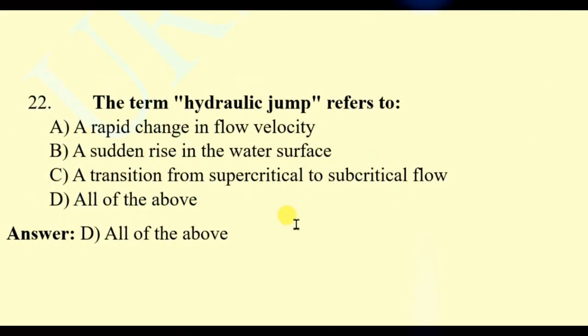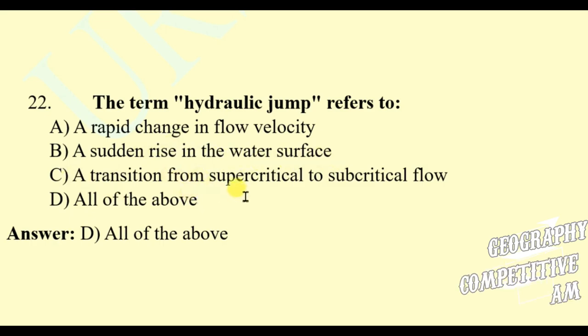Question number 22. The term hydraulic jump refers to: a rapid change in flow velocity, a sudden rise in the water surface, a transition from supercritical to subcritical flow, all of the above. Here the correct answer will be all of the above. Hydraulic jump refers to a rapid change in the flow velocity, a sudden rise in the water surface and a transition from supercritical to subcritical flow.